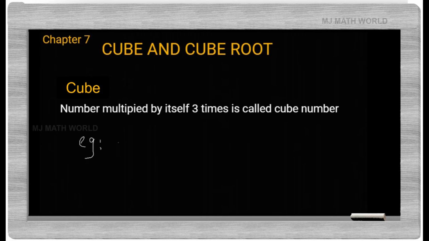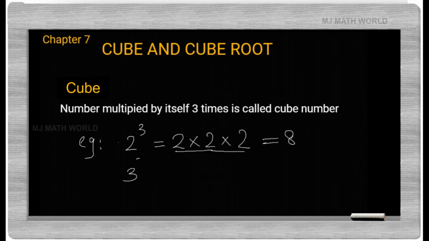For example, 2 raised to 3. 2 is the base and 3 is the power. 2 raised to 3 means that we have to write 2 three times in the multiplication. 2 into 2 into 2. 2 into 2 is 4, 4 into 2 is 8. 2 cube is equal to 8.